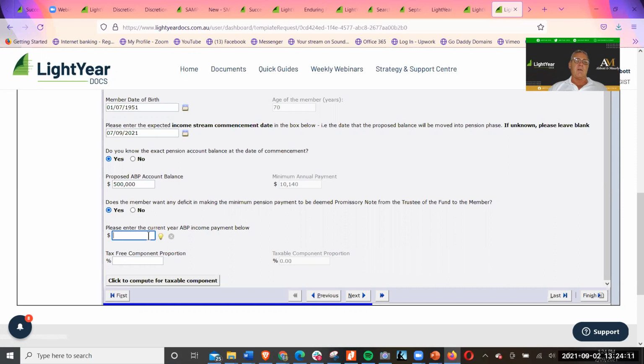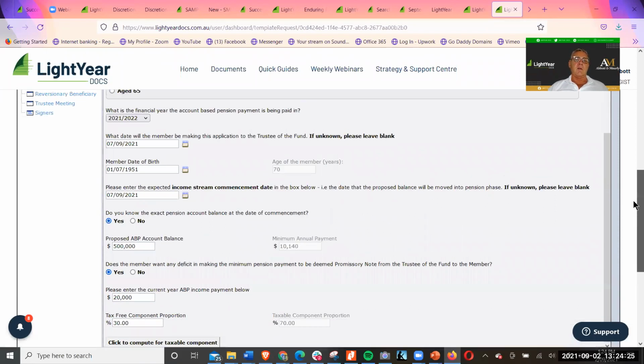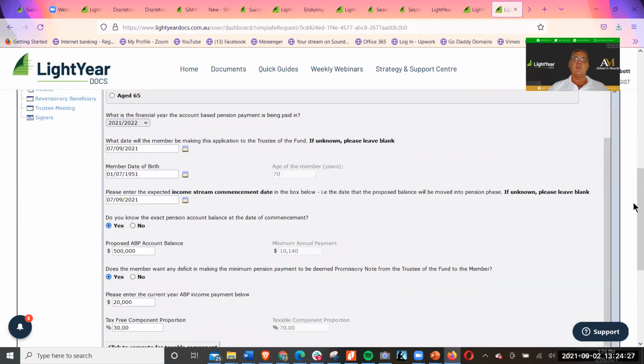Let's please enter the current year ABP income payment. So we've got to do 10,000. So let's make it 20,000. The tax-free component is 30%. So I click compute, and that's 70% there. Okay, so that's my base, and that's what most of you do when you go and build other income streams.